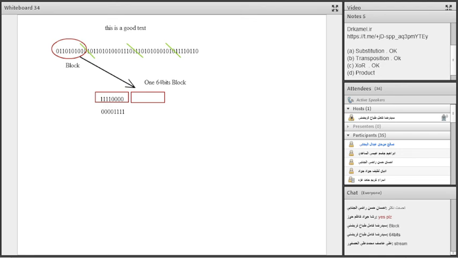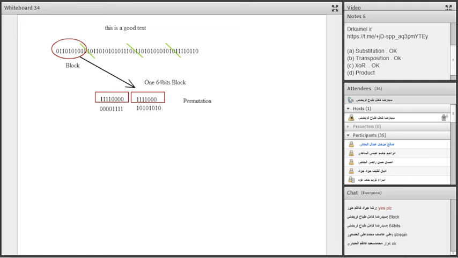Okay, one 64 bit block, it will divide it into left and right. So now the system starts doing the things, for example, permutation or rounds or whatever it is.